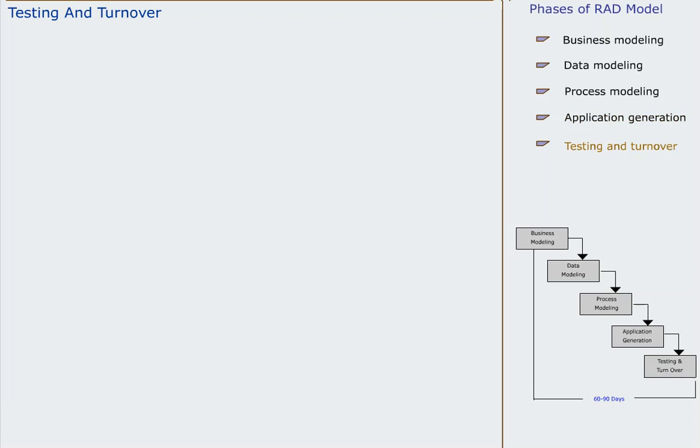Testing and turnover. Since the RAD process emphasizes reuse, many of the program components have already been tested. This reduces overall testing time. If a business application can be modularized in a way that enables each major function to be completed in less than 3 months, it can use the RAD model. It provides high reusability and more productivity in less time.